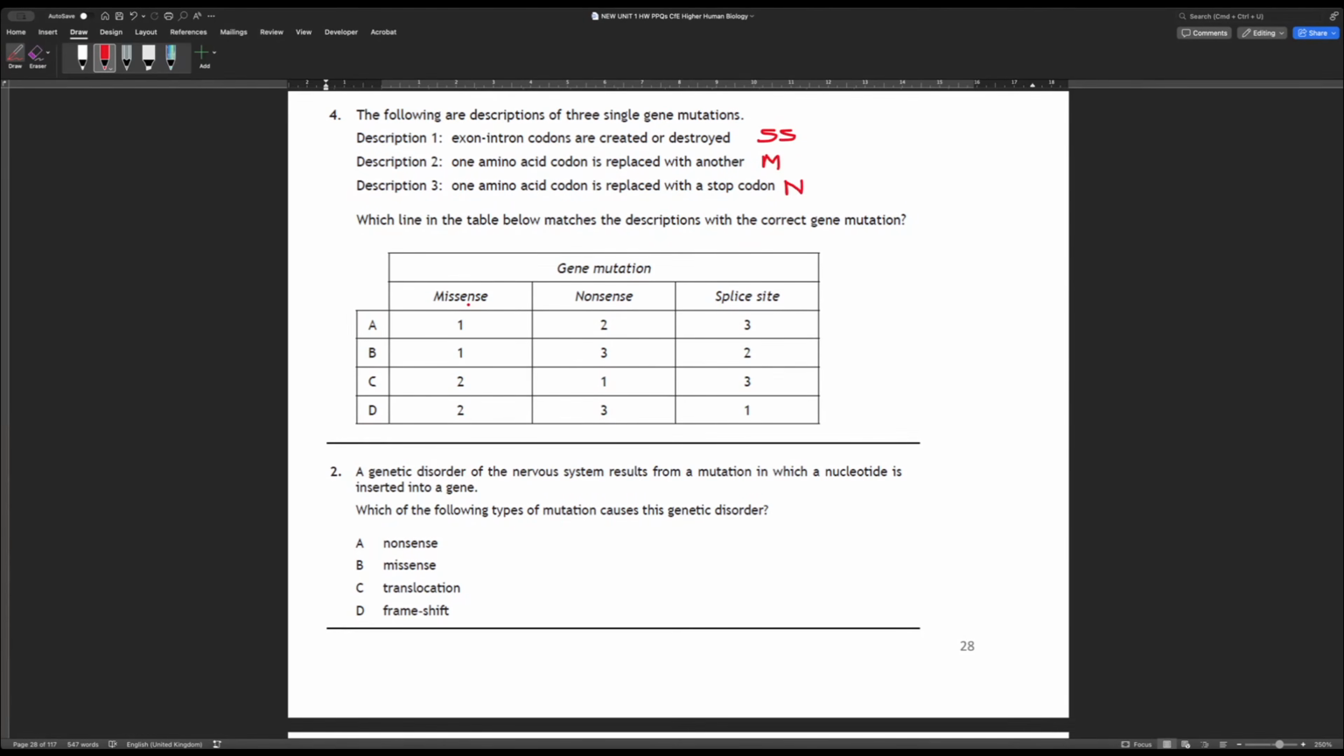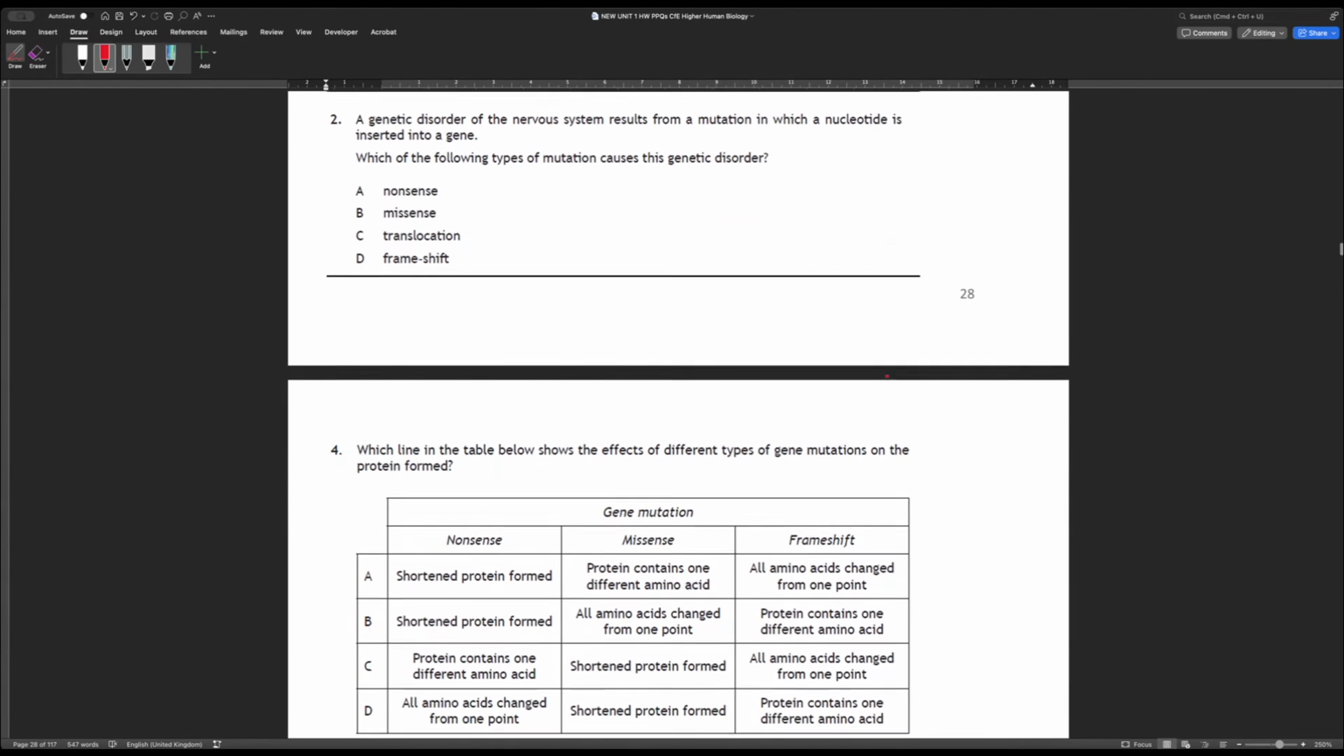So which line in the table below matches the descriptions with the correct gene mutation? Right, so number 1 we've worked out is splice site, which is option D. Description 2 is missense, and 3 is nonsense. So the only one that works from our options there is D. You need to know these descriptions for each of the substitution mutations, so make sure you learn those so that you can identify them as quickly as we were able to in that exam question.